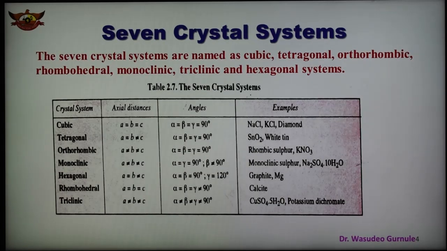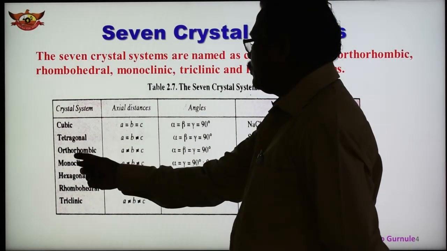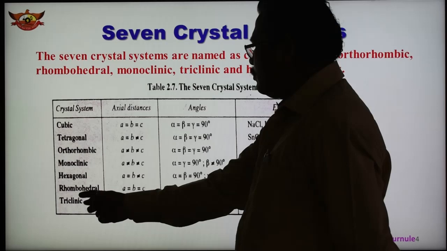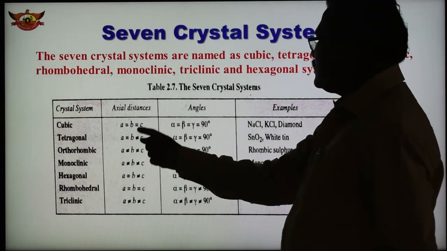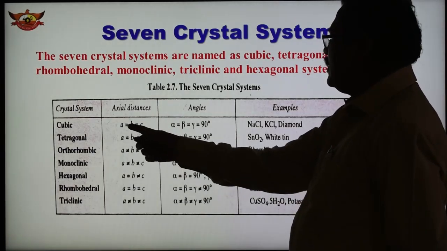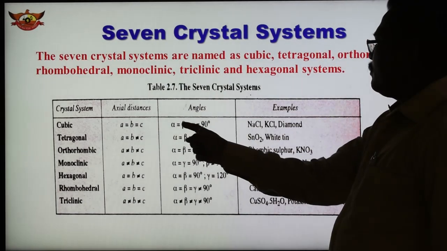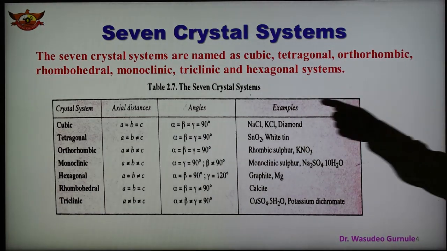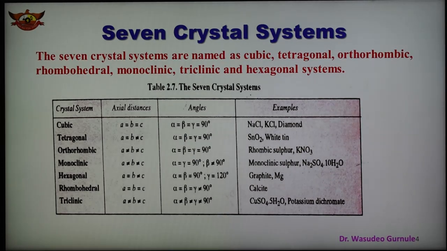These are the 7 crystal systems shown here: cubic, tetragonal, orthorhombic, monoclinic, hexagonal, rhombohedral and triclinic. As we see here, the axial distances are a, b, c, that is the intercept spacing. In case of cubic, a, b and c are equal, and the angles alpha, beta, gamma are equal to 90 degrees. Examples of the cubic system are sodium chloride, potassium chloride and diamond.